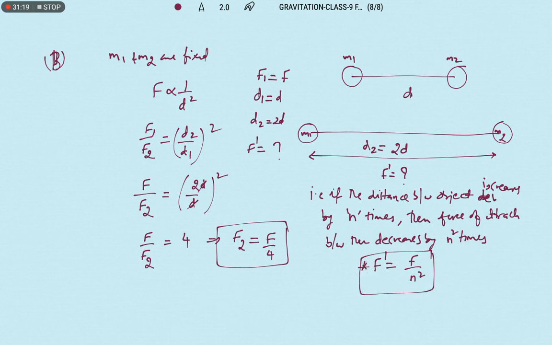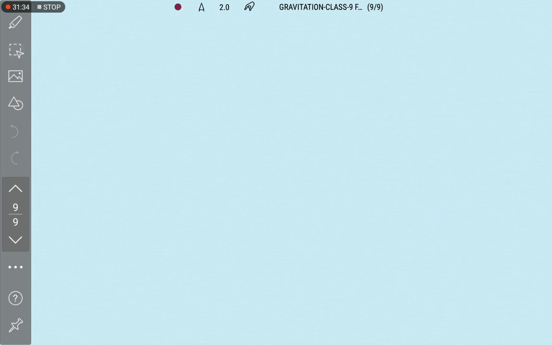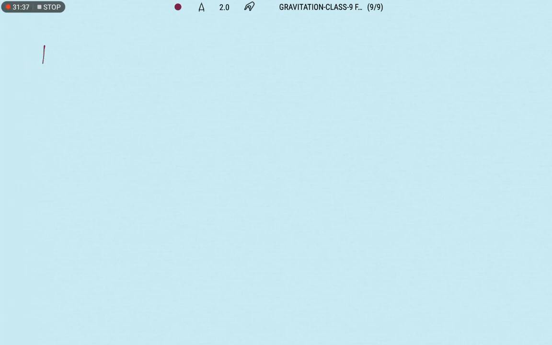Okay, with the help of these we can do the problems easily based on the change in distance and change in masses. Right, let us take one more example here. Now see, the object m1 m2, each mass is increased by n times.